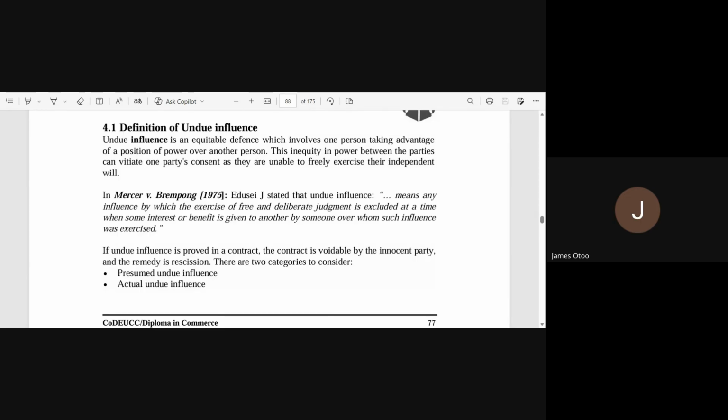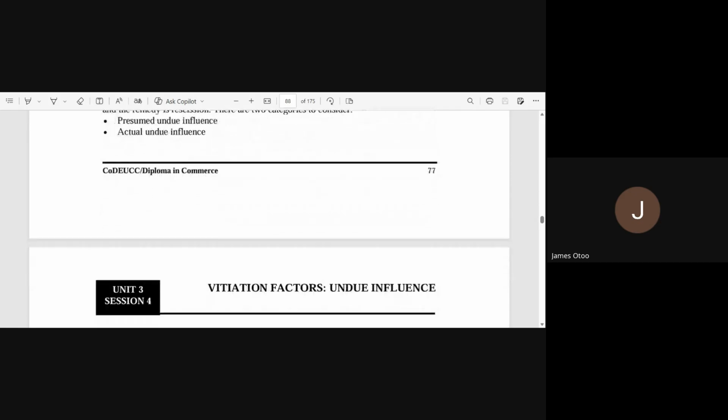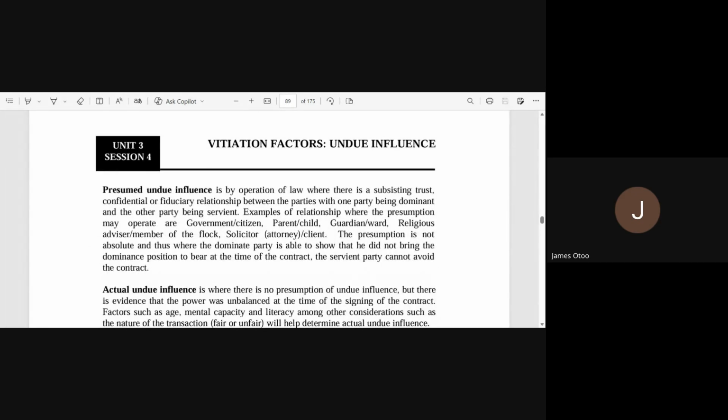But there are different types. We have presumed undue influence and actual undue influence. The presumed is based on operation of law, like teacher and students. If I'm buying something from you, you may decide to give me a very cheap price because you'll be thinking that if you fail to sell to me at that price, I will intentionally fail you.